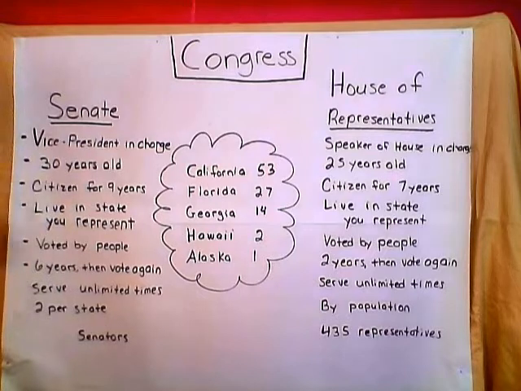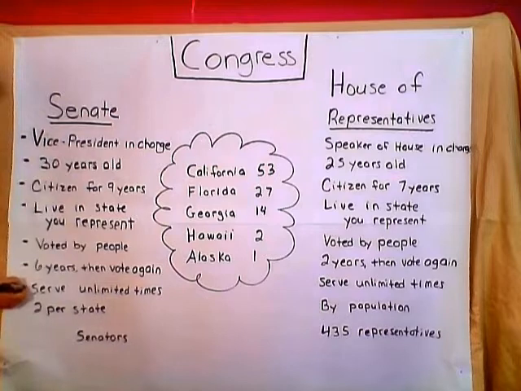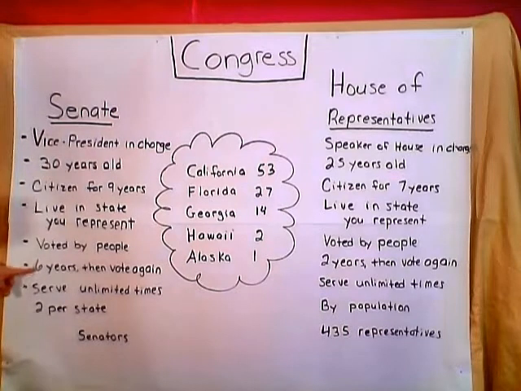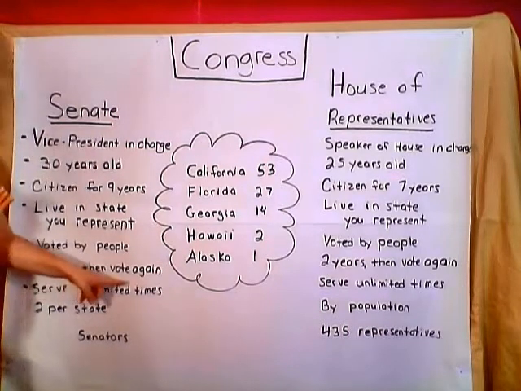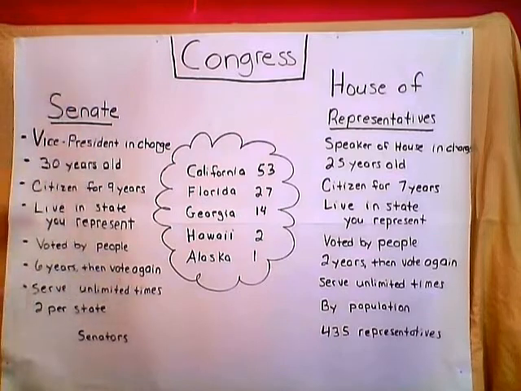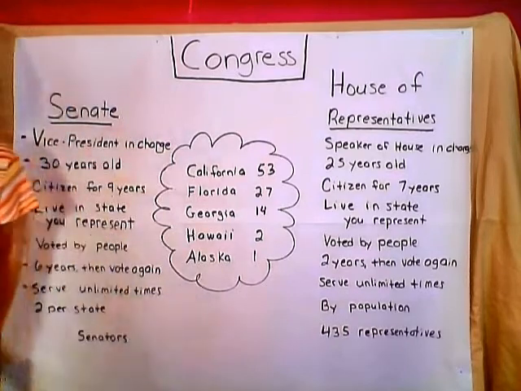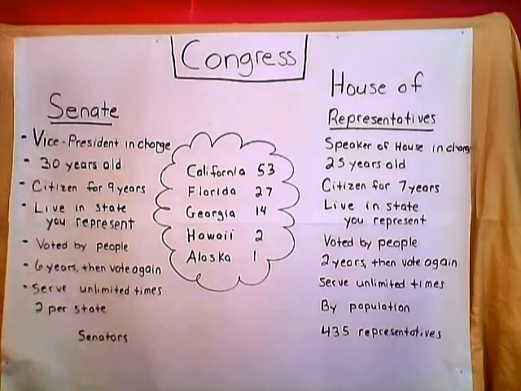That can go on and on and on. You could serve an unlimited amount of times, just as long as every 6 years you get voted for, you get to keep being a senator. So you could be a senator until you are 150 years old if you live that long.